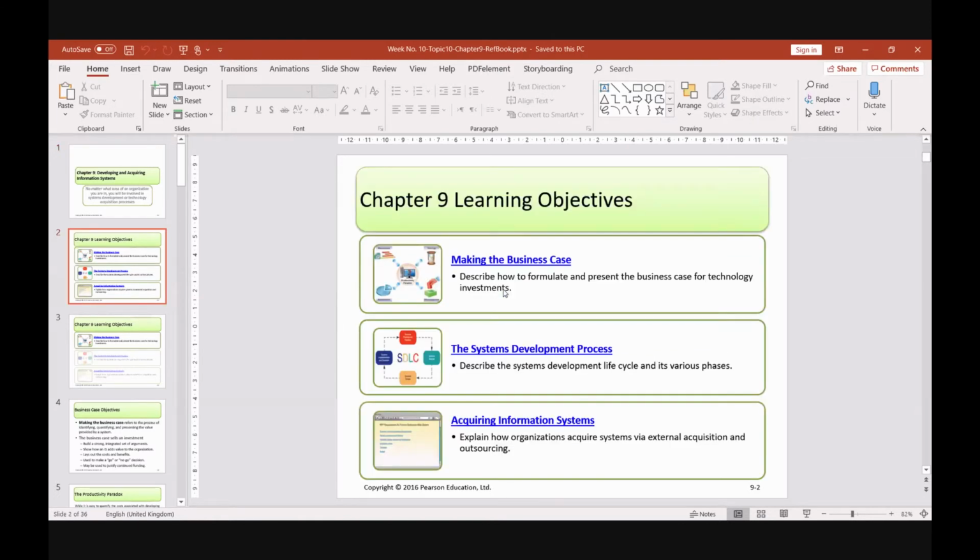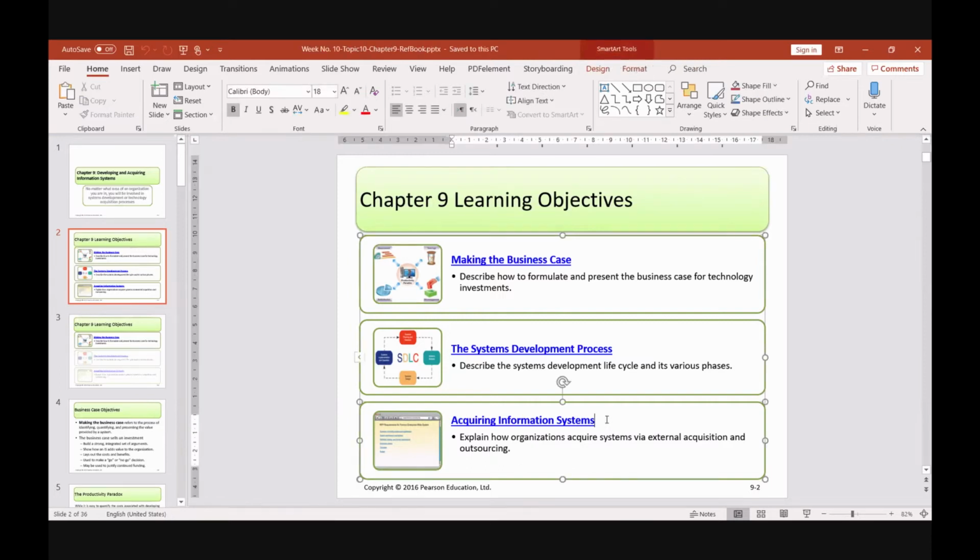Okay, so there are a few objectives in this: making the business case, the system development process, and acquiring the information system. This chapter is basically from the reference book.